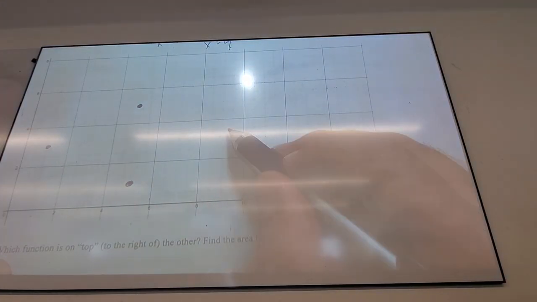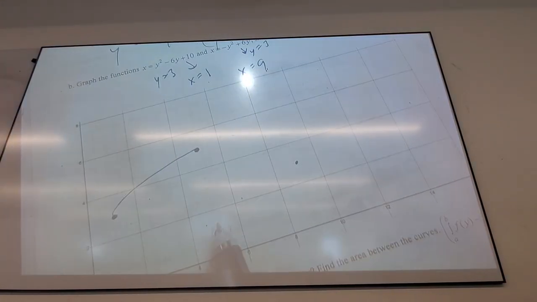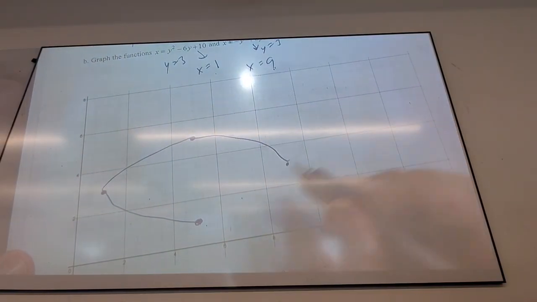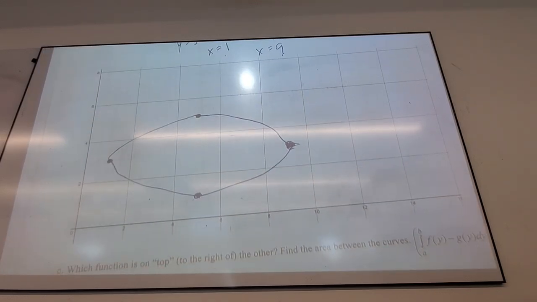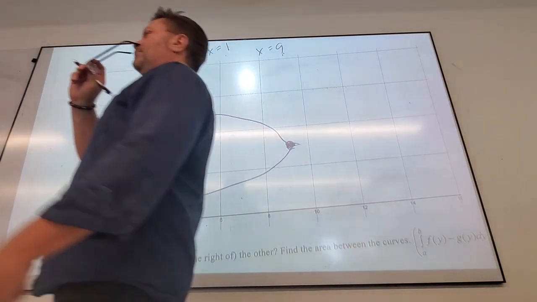So I got one parabola looking like this, and the other one looking like this. So I get a little football that maybe the Patriots have messed with. No deflate gate people. Okay.